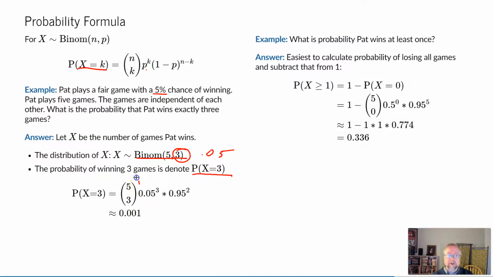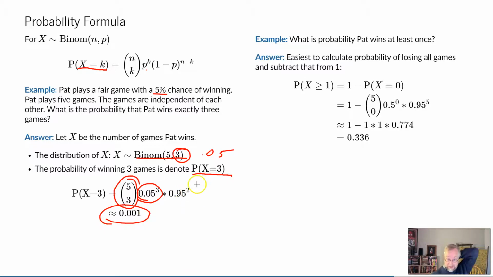Plugging everything into the formula, 5 choose 3, 0.05, that's the probability of success, to the power of 3, times 0.95, the per trial probability of failure, squared for the 2 failures. And that comes out to about 0.001.